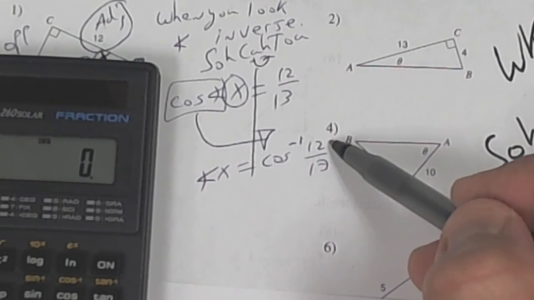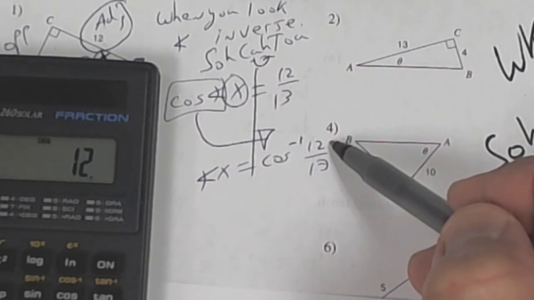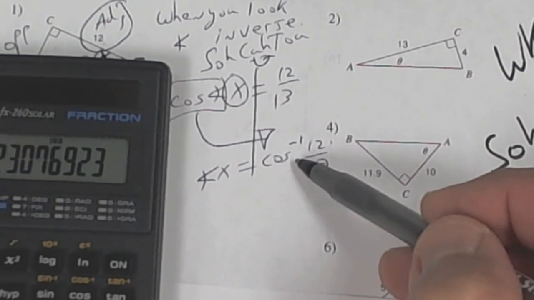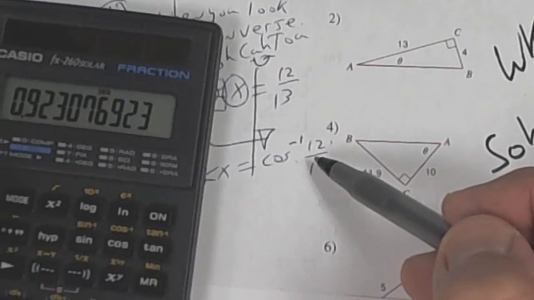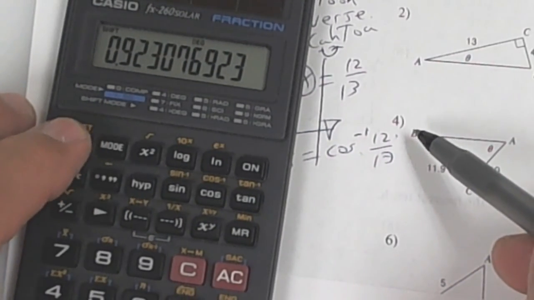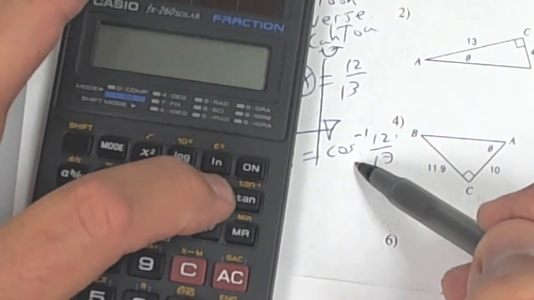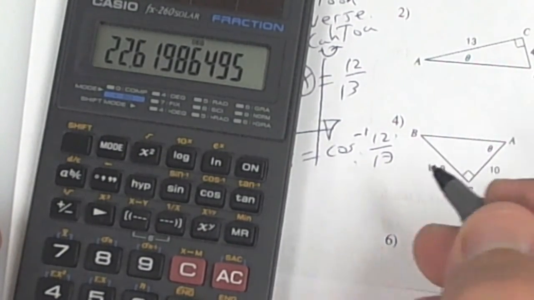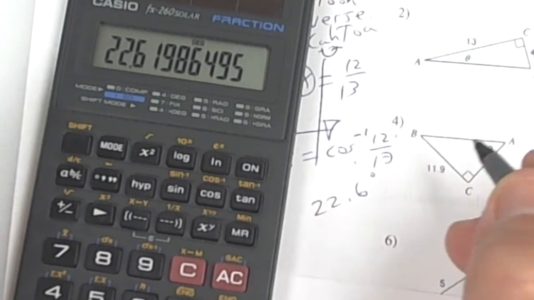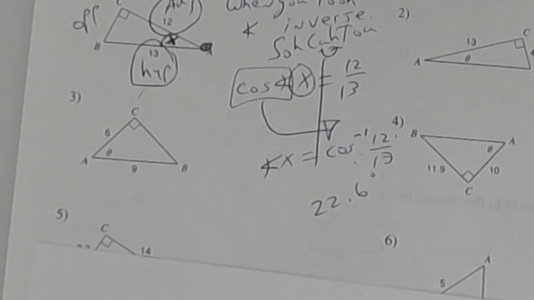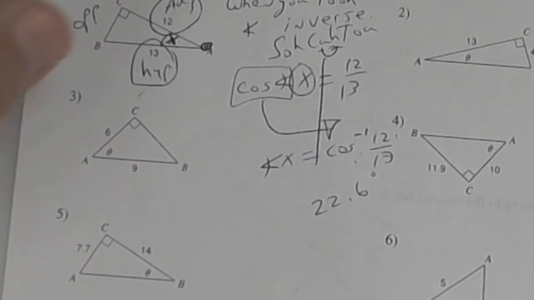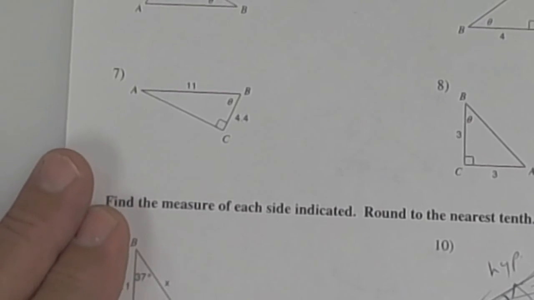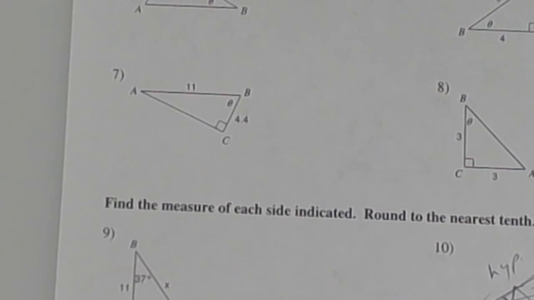Clear it out. Press 12 divided by 13. Press equals. Okay, and then you hit shift. You have to hit the shift key here, right here. Hit the shift key and then press cosine. That's going to give you the inverse, which is way down here, that orange one. So it's going to be 22.6 degrees. And that's how you do the inverse function. We're going to do one more to make sure you can do it, okay? So copy down number 7.